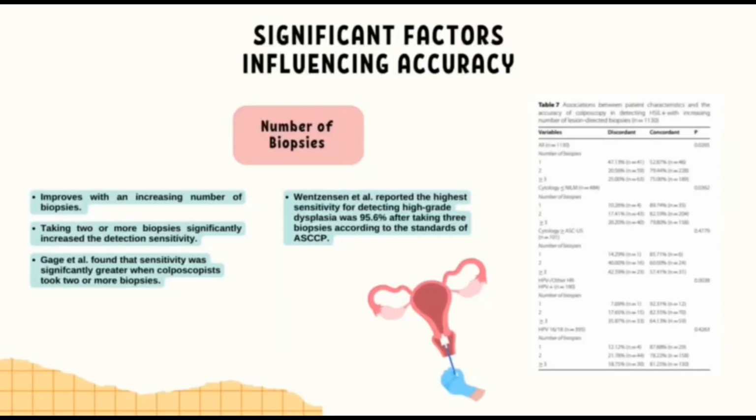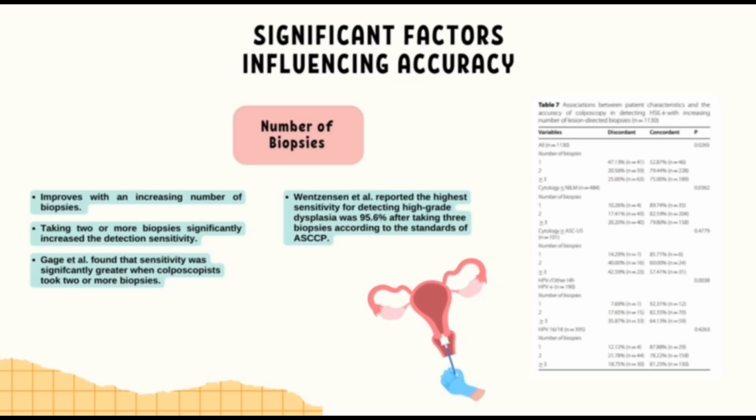There are three significant factors influencing the accuracy of colposcopy biopsy in detecting high-grade squamous intraepithelial lesion (HSIL). One of these factors is the number of biopsies taken. The accuracy of detection improves with an increasing number of biopsies. Specifically, taking 2 or more biopsies has been shown to significantly increase the sensitivity of detection. Gage et al. found that the sensitivity of the colposcopic procedure did not vary significantly according to the professional characteristics of the colposcopist.